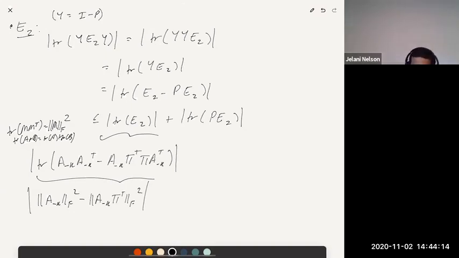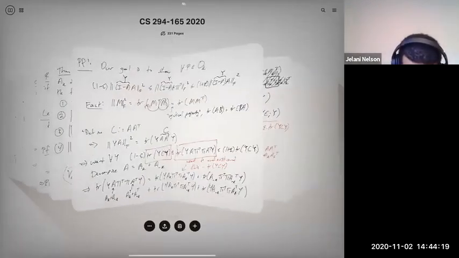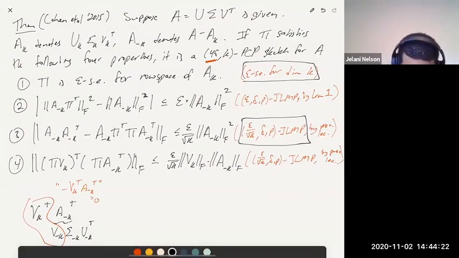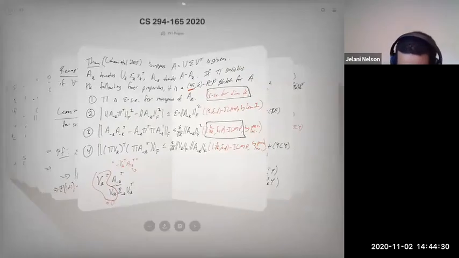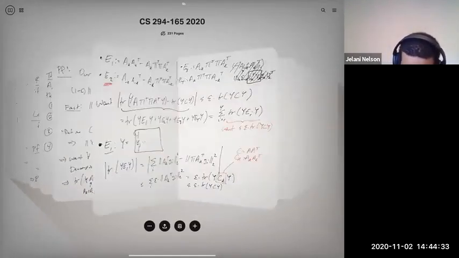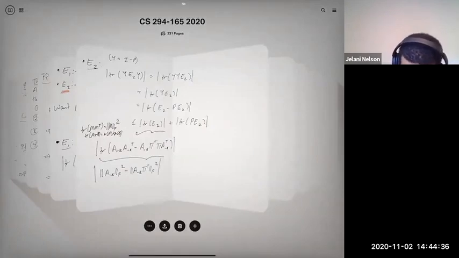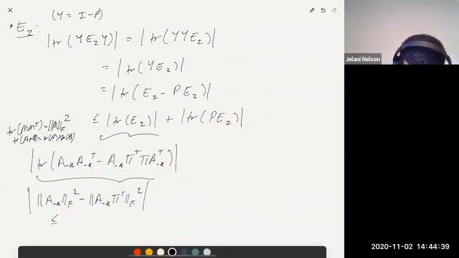Right? And this was one of the conditions. So if I go back to my conditions, yeah, right. This is the second condition. It says that when you apply pi on the right, it preserves the Frobenius norm. So that was one of my conditions. I'm not making stuff up here. Okay, so let's use that condition. So this is at most now epsilon times the norm of A minus K Frobenius norm squared. Now, what do I know about A minus K Frobenius norm squared again?